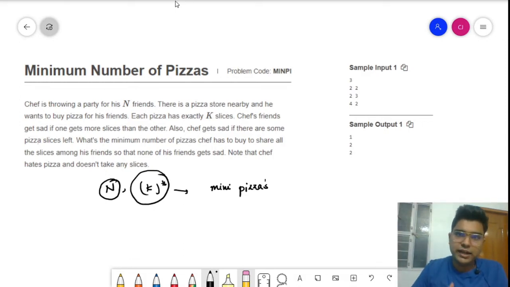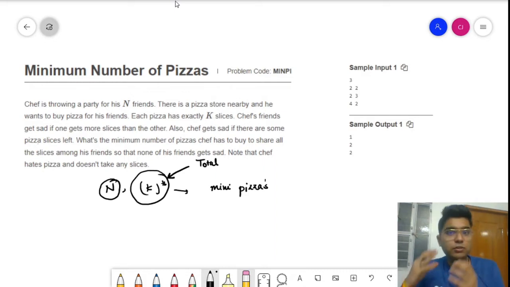Why? Because that will denote the number of slices in each pizza. If it is not divisible, then how can we form the pizzas? So the total number of slices in all the pizzas that we are selecting, assuming the minimum number of pizzas, should hold the property that it is divisible by k and also divisible by n. That's the mentality, and that's how we are arriving at the solution.